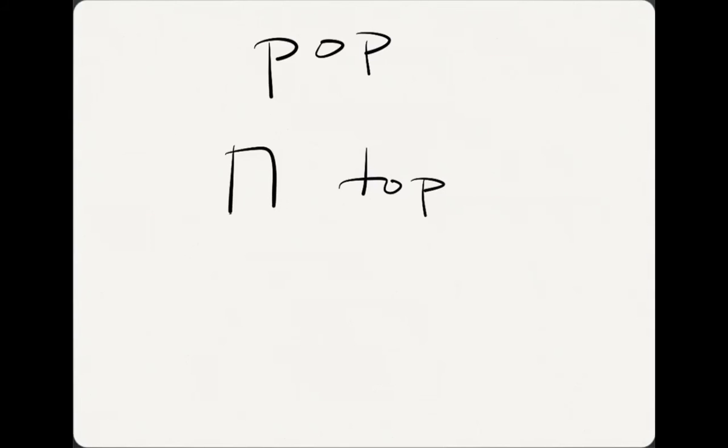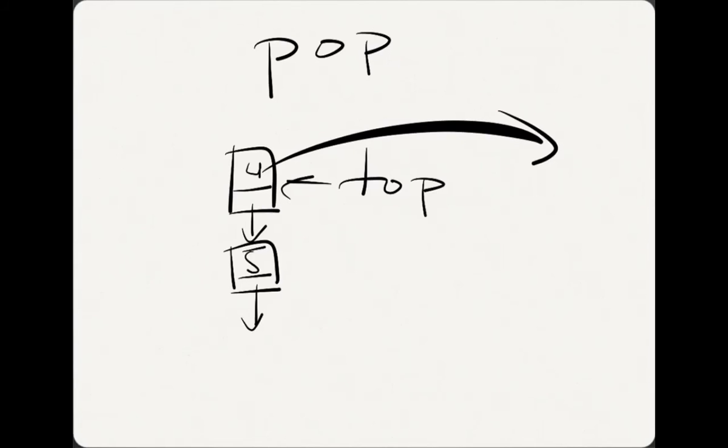If we want to pop, so 4, 5, pointing to nothing, top points there. We can simply return the data part of top, so this part gets returned, and then make top point to its next. That's it.